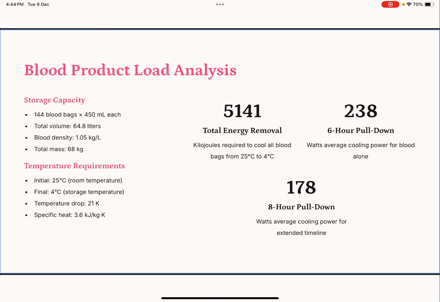And if I want to get that in terms of watts, I need to convert kilojoules to joules, that is, multiply it by 1000, and then depending upon the pull down time, the denominator would be the time in seconds. So for example, if it's a 6 hours pull down time, I divide this 5141 into 1000 by 6 into 3600 seconds, and that gives me 238 watts as the cooling load. And if the pull down time is more, that is 8 hours, the load on the refrigerator is 178 watts.